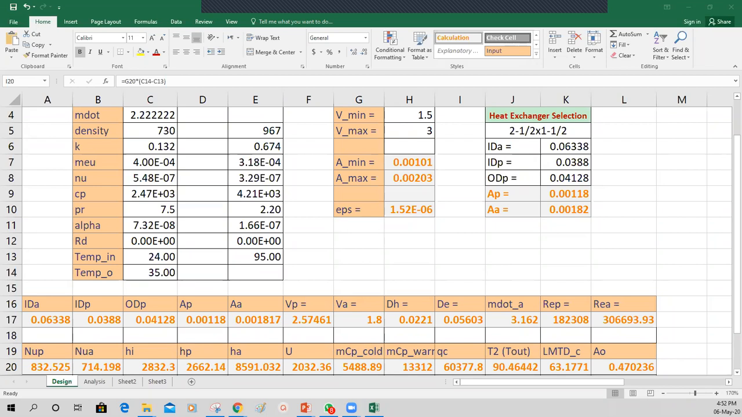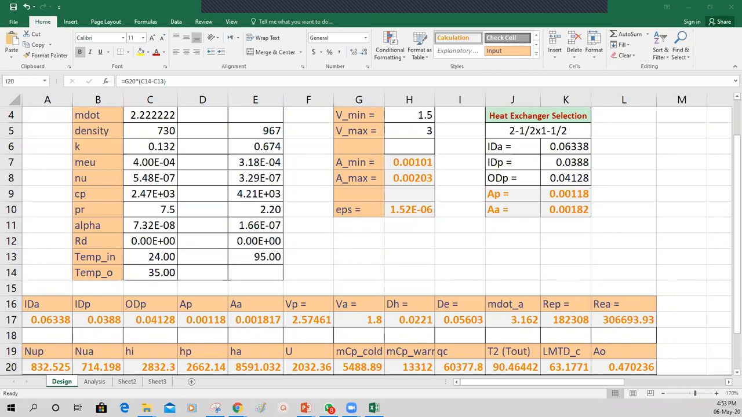Doctor, when we design, do we need to design for both parallel and counterflow? We design it for counterflow or parallel flow. So it is up to you which configuration you want to design for. Usually the counterflow is more effective than parallel flow.